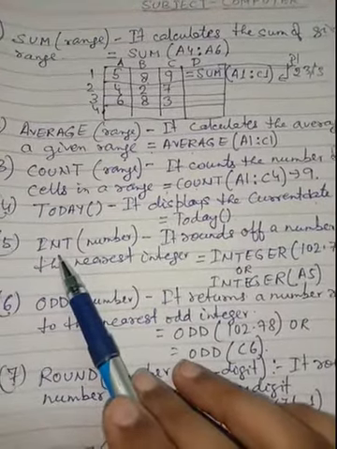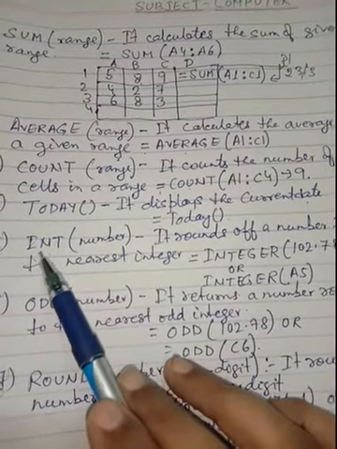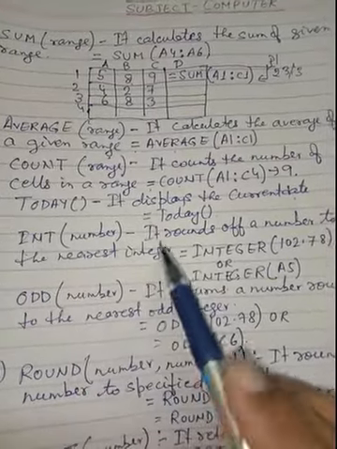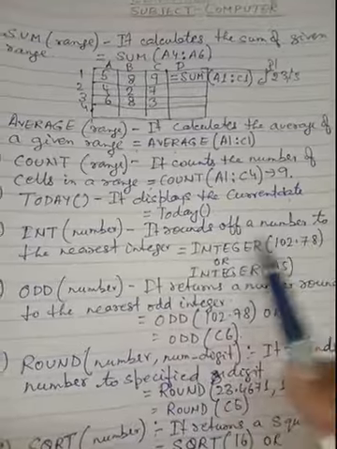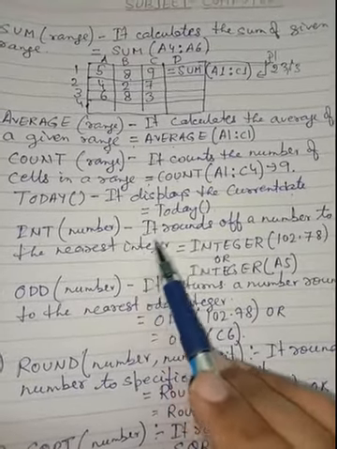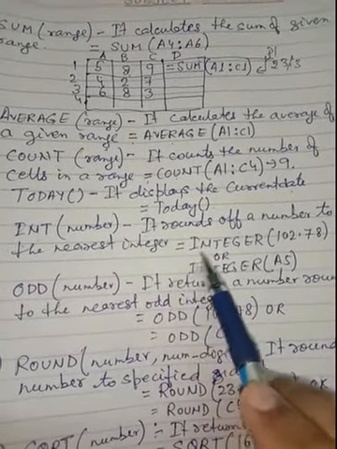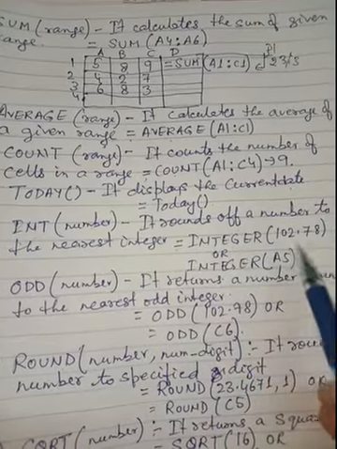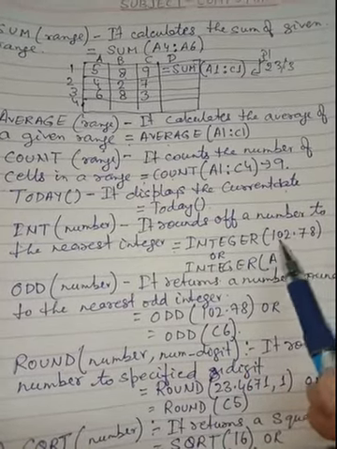Next, INT number. INT stands for integer. What does it do? It rounds off a number to the nearest integer. How to use it? Begin with equal, then write INT, and then write the value which you want to round off to the nearest integer.